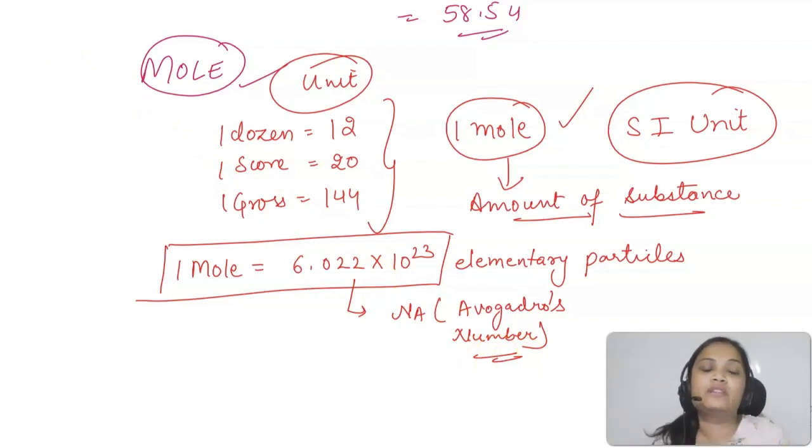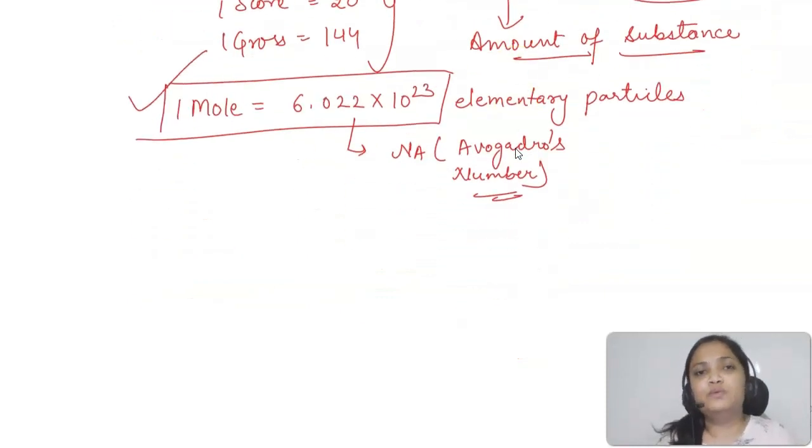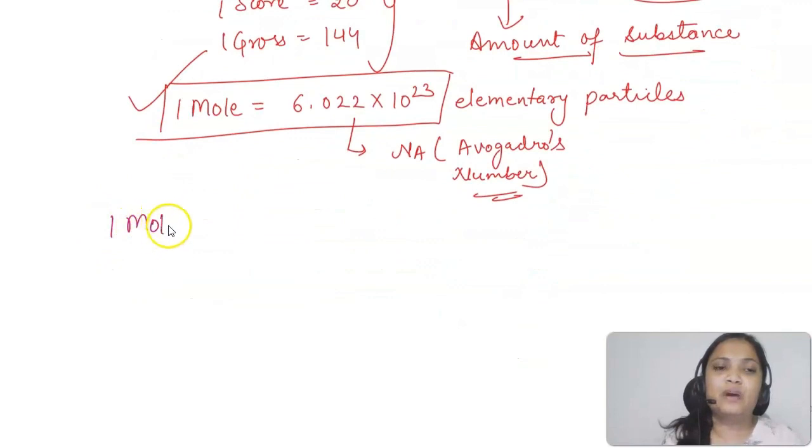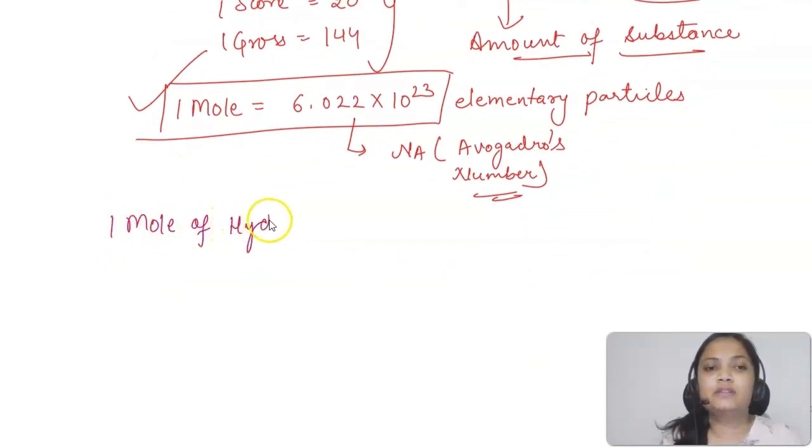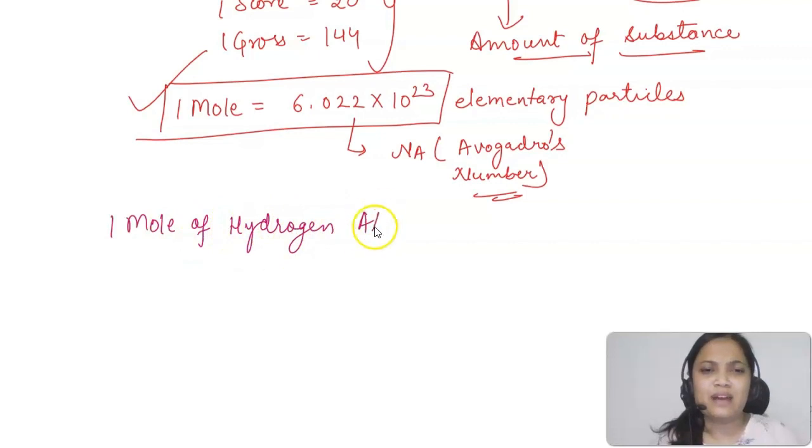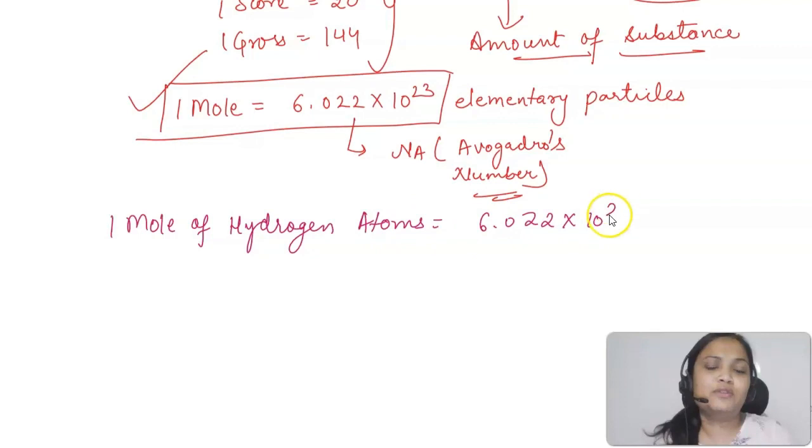So this 1 mole is very important from chemistry point of view, because to count the number of atoms, molecules, ions, all the elementary particles, we use this 1 mole quantity. And please fix this in your mind that this is a fixed quantity. It is not going to change. Okay. So students, if I say I am having 1 mole of hydrogen atoms, then how many atoms am I having? Can anyone tell? Yes, it's going to be 6.022 into 10 to the power 23 hydrogen atoms.